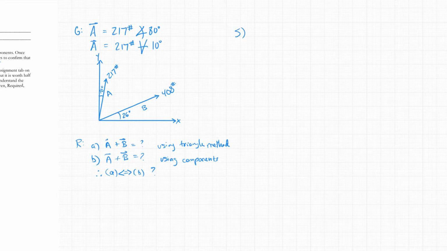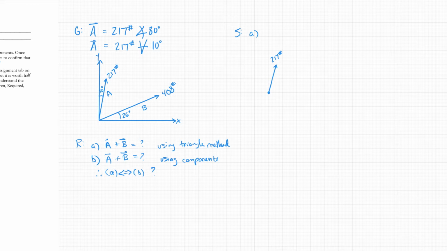Well, it looks like I'm using colons here. We'll kind of stay with that theme here. Solution. And we'll do A. Okay, so using the triangle method, what I do is I start at the origin, or something that could be considered the origin. I'm going to go 217 or whatever that might be in the direction of A. Okay, so this is 217 pounds.